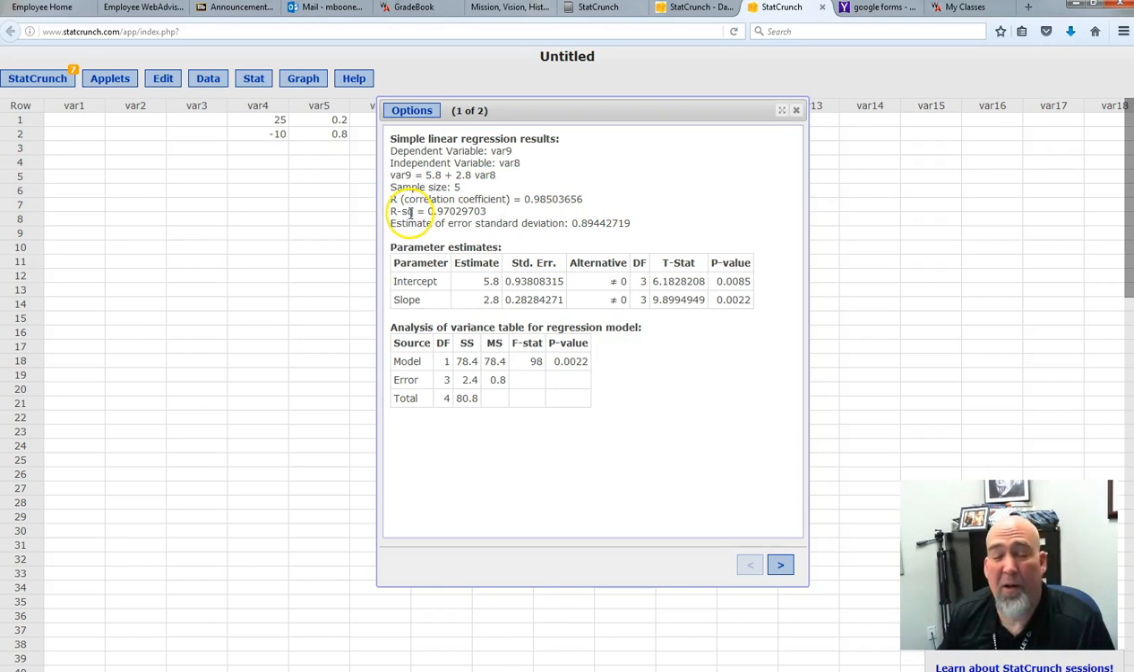It gives me my r squared, the coefficient of determination. It gives me my equation. So here's my slope, 2.8 times x plus the 5.8. So my slope is 2.8 and my y-intercept is 5.8. So understanding what you're doing here, does that correlation coefficient say that I have a good one? 0.985 is pretty strong. If not, we would compare it to a table.